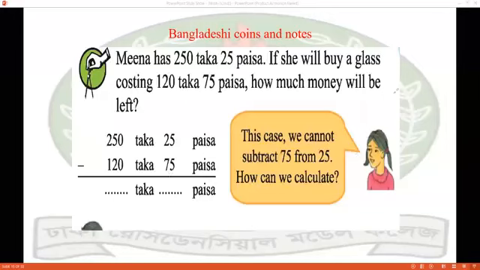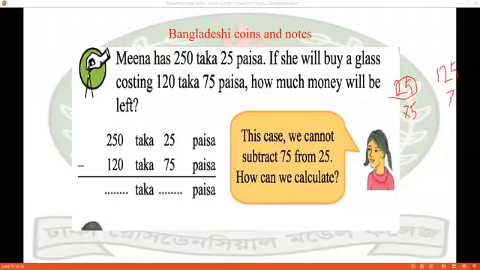There is a problem. You see that at first there is 25 paisa. You have to subtract 75 paisa. So 25 is smaller, so you cannot subtract a larger amount from the smaller amount. So at first you have to take 1 taka. 1 taka means 100 paisa. Add 25 to it. So 100 paisa when added with 25, it will be 125 paisa.